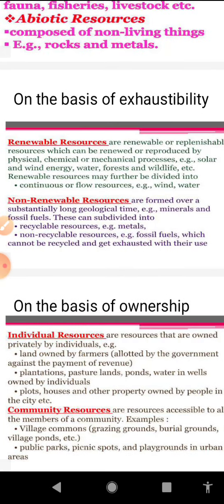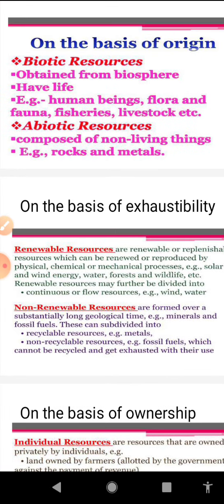Then another one, abiotic resources. These are the resources which don't have any life, or in other words, non-living components of the environment which can satisfy our needs or requirements can be termed as abiotic resources. You can take the example of minerals, in the form of iron ore, coal, petroleum, natural gas. All these are examples of abiotic resources.